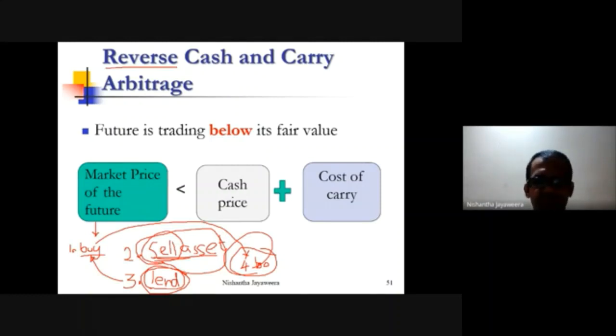So where you buy the futures contract, sell the asset short, and lend the short selling proceeds. Those are the three transactions that we carry out. But generally, when we sell it short, to meet that obligation, we'll have to borrow the asset and pay a fee for that borrowing.